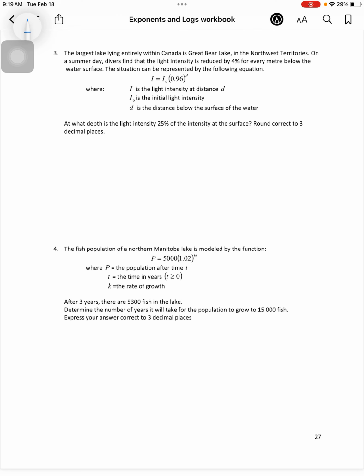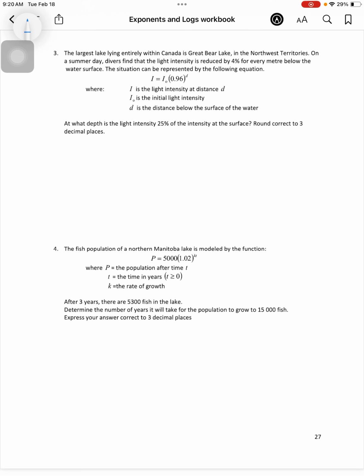On a summer day, divers find that light intensity is reduced by 4% for every meter below the water surface. The situation can be represented by the following equation. So a lot of students will see 4%, and I know I said earlier generally that's what you use in the equation. And that is sort of the case for this question as well, but you're not going to use anything with this 4%, and you'll see why. At what depth is the light intensity 25% of the intensity at the surface? Round correct to 3 decimal places.